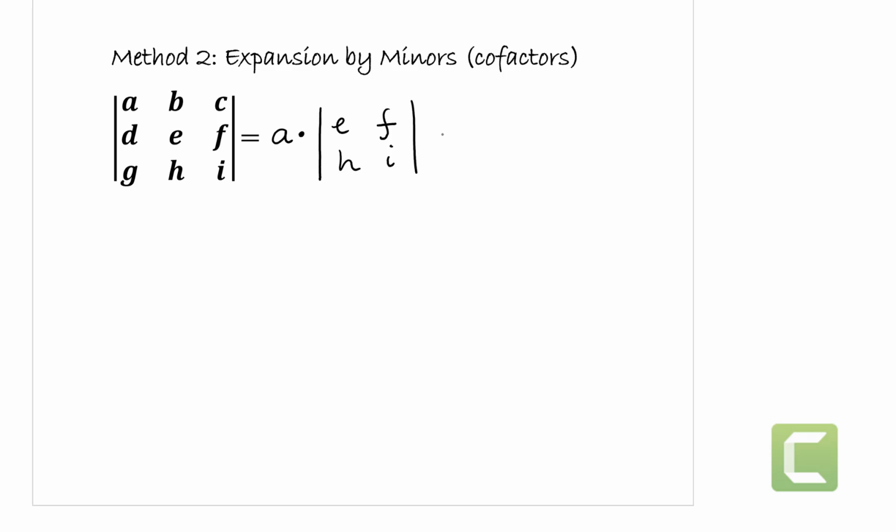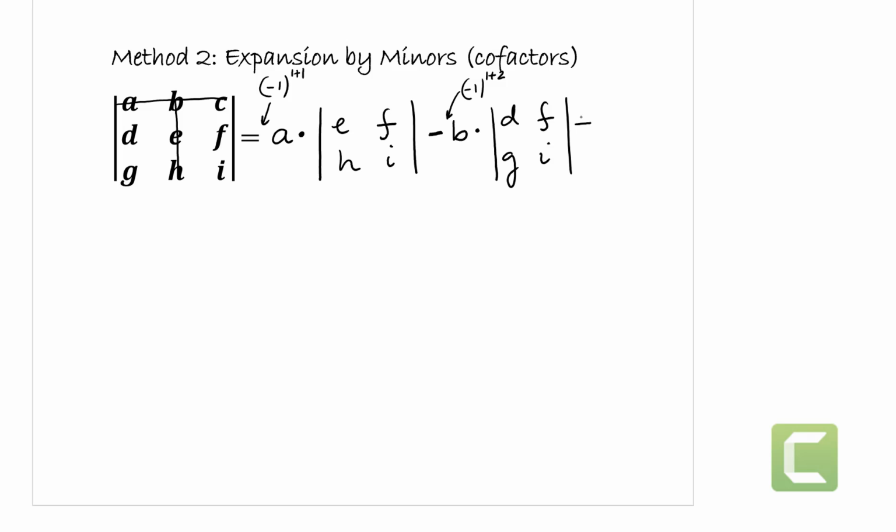Then we get the next term, which is minus B times. So this minus is from definition, or if you want, we can say this term has negative 1 to 1 plus 1, because it's first row, first column, so that's why it's plus here. While this one is negative 1 to 1 plus 2, first row, second column, so that's a negative, that's why we have minus B. And now again, we cross out the row and the column of B, so we get D, F, G, I.